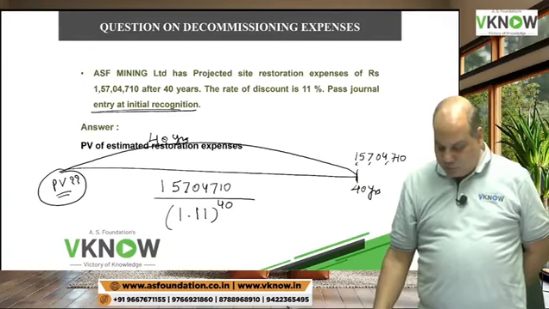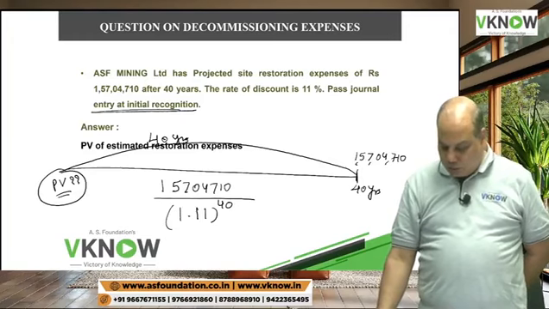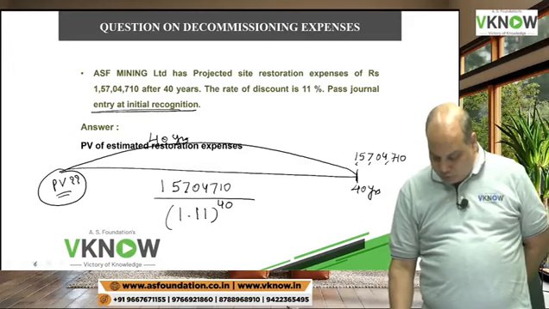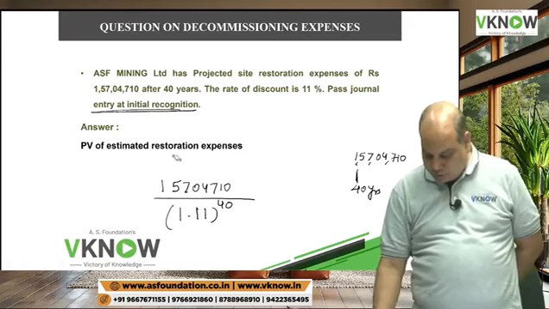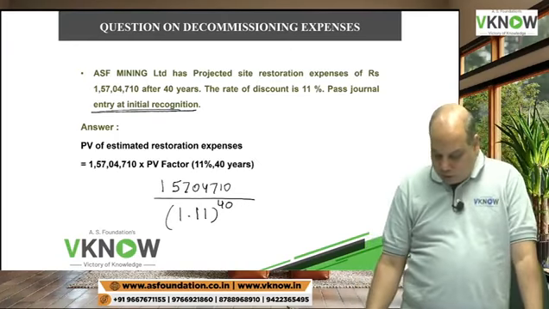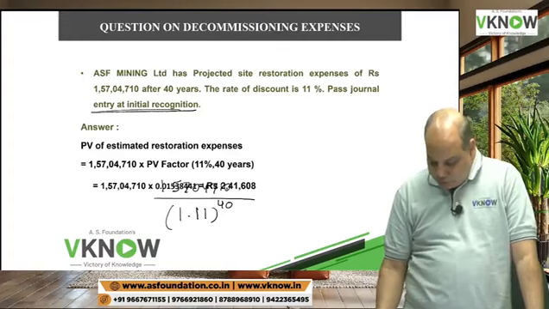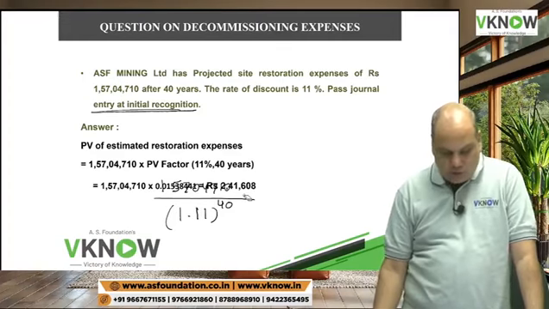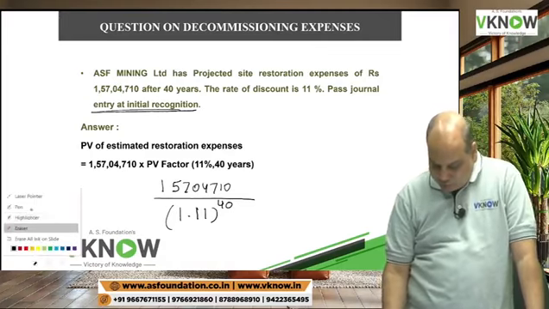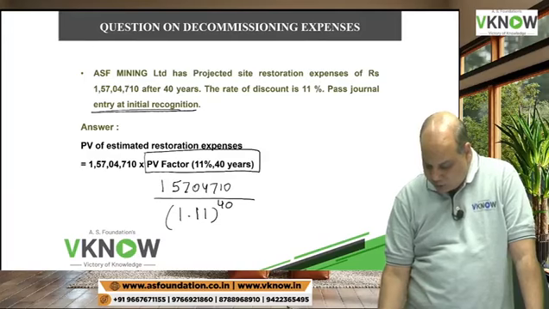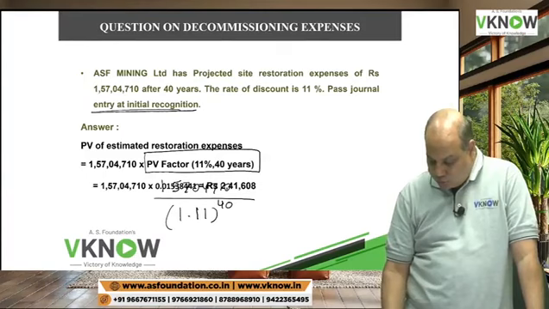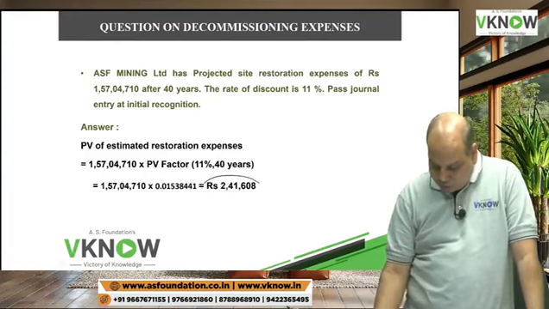The answer is present value of estimated restoration expense. This is your calculation. So I have started getting the answer. This is approximately 241,608. If you do this calculation, or in case if the student wants to use the PV factor of 1 rupee, then also it's okay. Your answer should be 241,608.